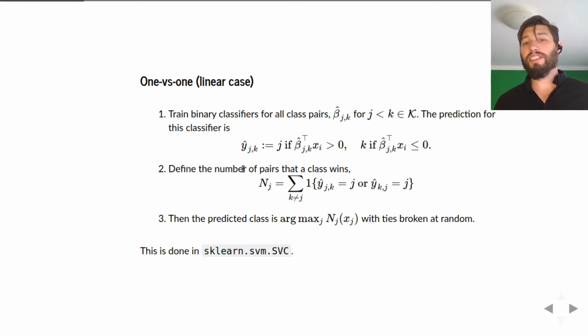And then at the end of the day, we see how many wins each class got, and then we choose the class with the most wins. That's how we choose what the prediction is for a given sample. And then you have to break ties at random as is standard. So this is actually what SVC does in the SVM module in scikit-learn.